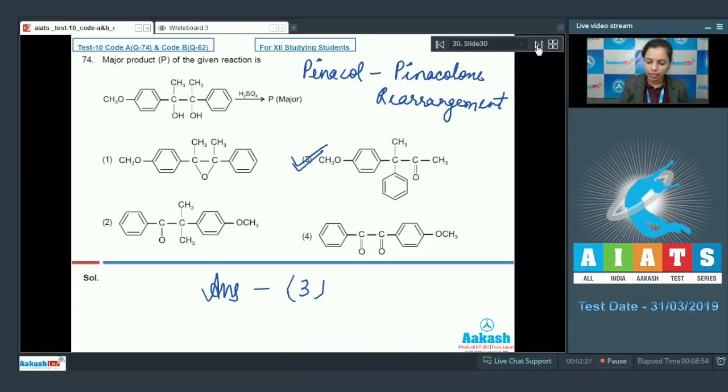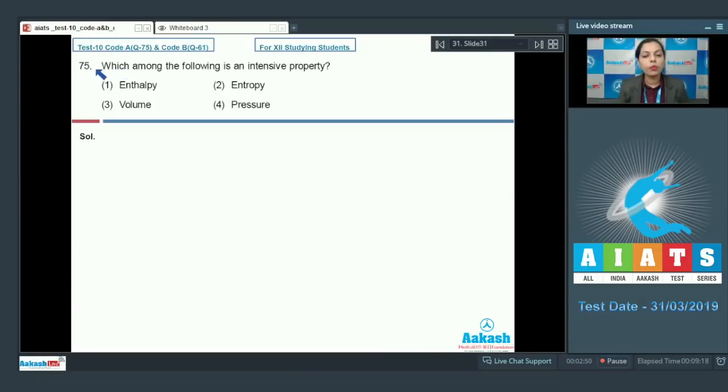After that, there's another question. Question number 75. Which among the following is an intensive property? What are intensive properties? These are those properties which are independent of the quantity of matter. So enthalpy, entropy and volume are extensive properties. These are not independent of the quantity of matter. But the pressure is intensive property. So this is the correct answer.